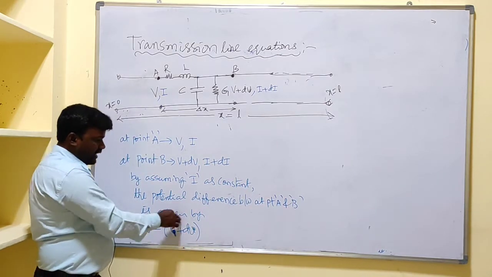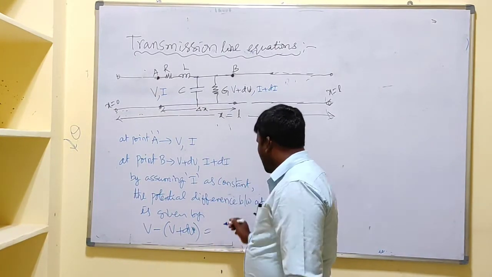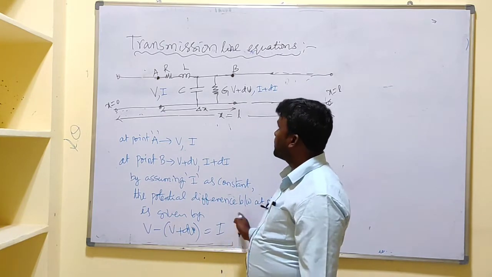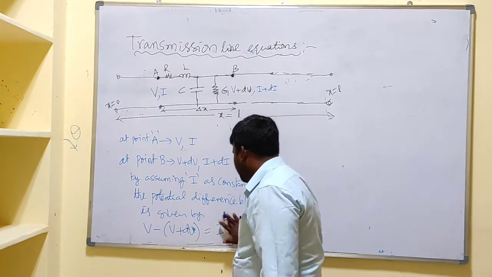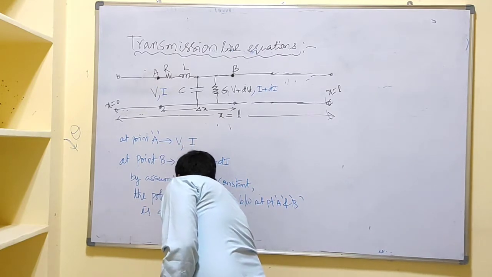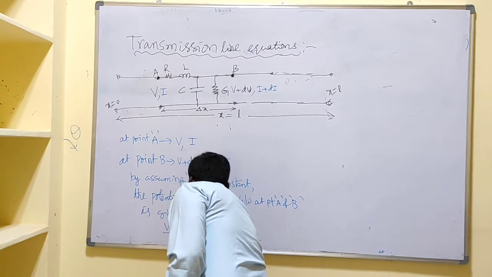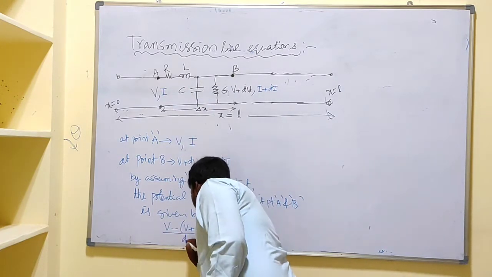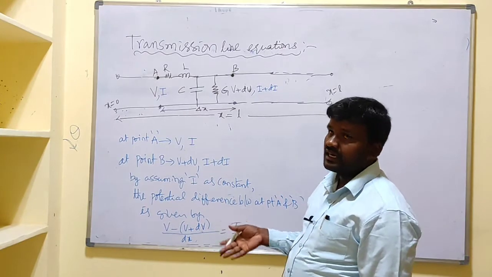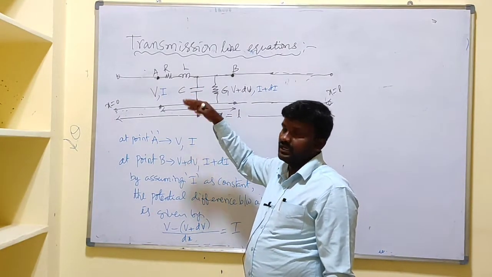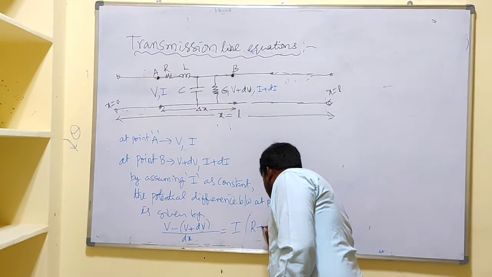At point A, voltage is V, and at point B there exists a voltage difference, and here we assumed current is constant. We know that current is the same in case of series elements. In that case, we can write V minus V plus dV as the potential difference, and the distance from A to B is dx. Current is constant or uniform for the series elements. What are the series elements? R and L. For R and L, we can write the impedance as R plus j omega L.